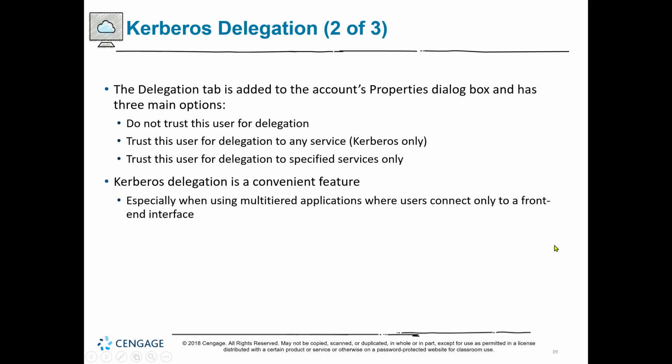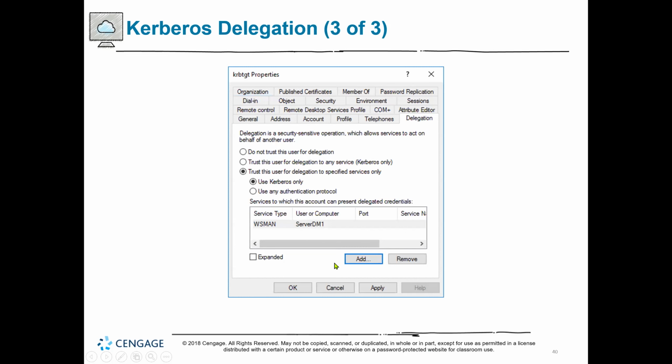A Delegation tab is added to the account's properties dialog box and has three main options. Do not trust this user for delegation. Trust this user for delegation to any service, or trust this user for delegation to specified services only. Kerberos delegation is a convenient feature, especially when using multi-tiered applications where users connect only to a front-end interface. So this is your big old thing they were just talking about with all the different options.